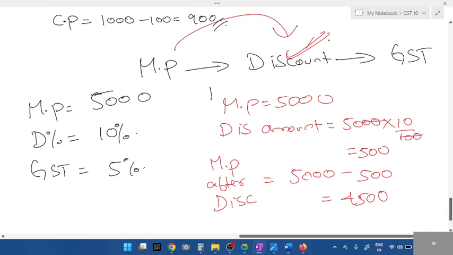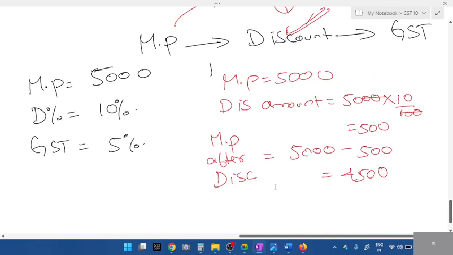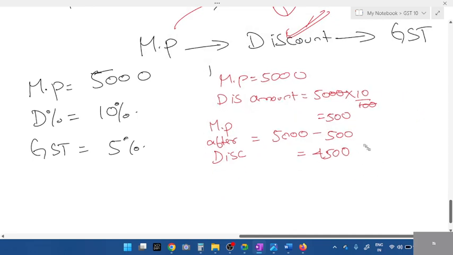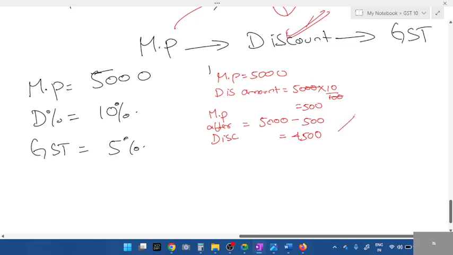This is done. Now take this mark price, 4500. On top of this 4500, you have to add the GST amount. So first remove the discount price, then add GST. Now what is our mark price now? Is it 5000 or 4500? 4500. Now calculate the GST amount, right?